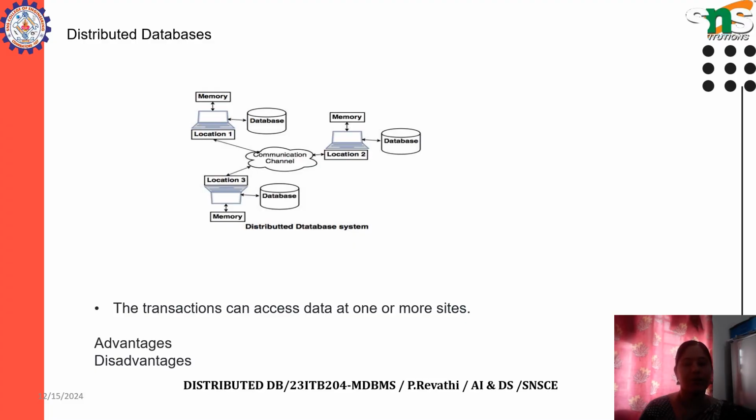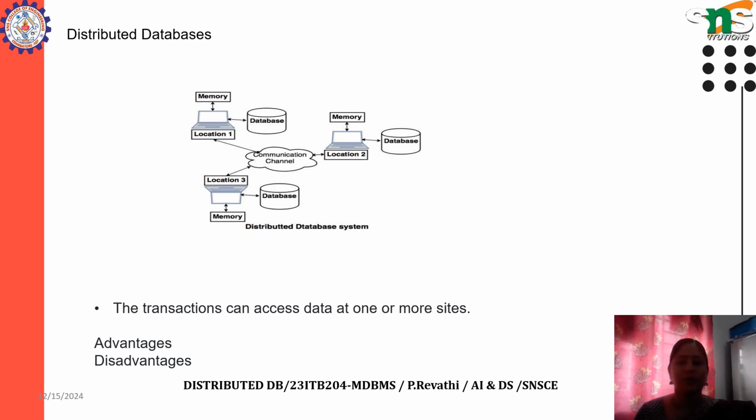A distributed database system consists of loosely coupled sites, that means computers, that share no physical components, and each site is associated with a database system. The software that maintains and manages the working of a distributed database is called a Distributed Database Management System. The database system that runs on each site is independent of each other. The transactions can access data at one or more sites.